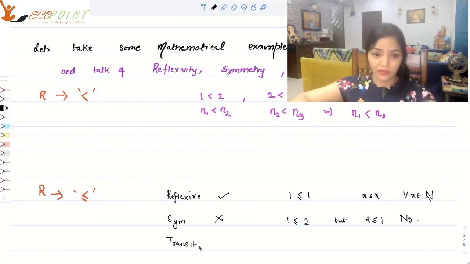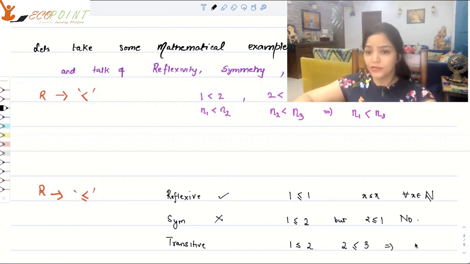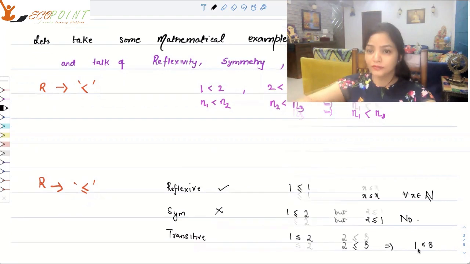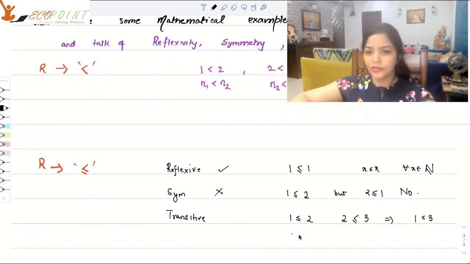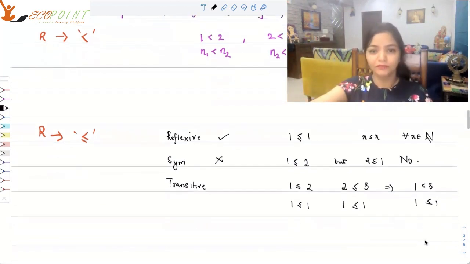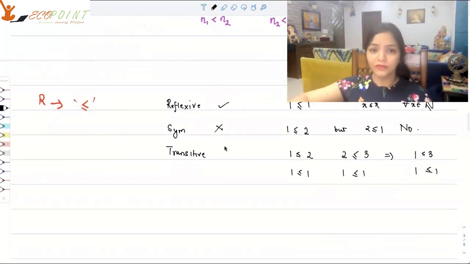What about transitivity? Is this a transitive relation? Yes, it is. So 1 is less than or equal to 2. Then I need something which is starting with 2, right? 2 is less than or equal to 3. And yes, of course, 1 is less than or equal to 3. In case you take equal, 1 is less than or equal to 1, it falls in the equal category, and hence 1 is less than or equal to 1. So you're always just working out with the diagonal entry, right? So this is transitive. Less than or equal to is reflexive and transitive, but it is not symmetric.